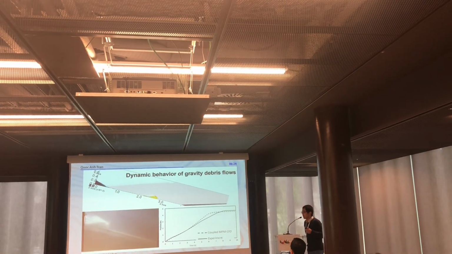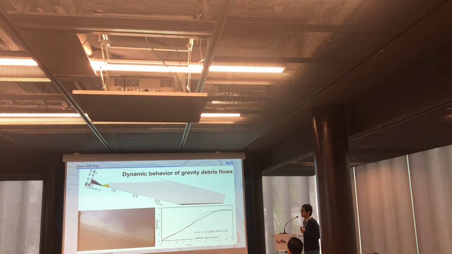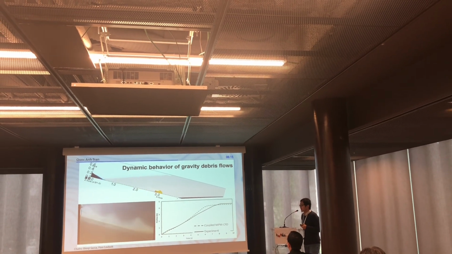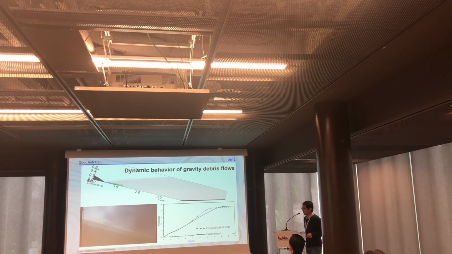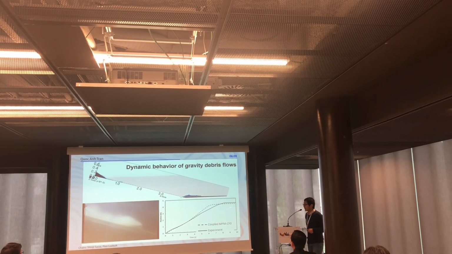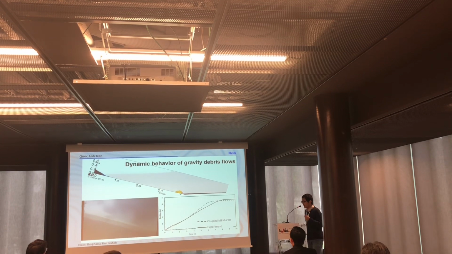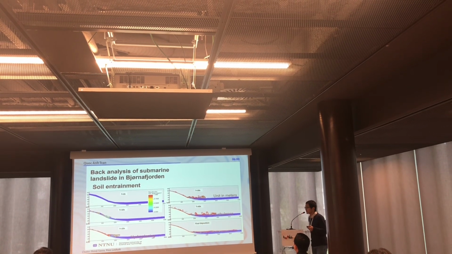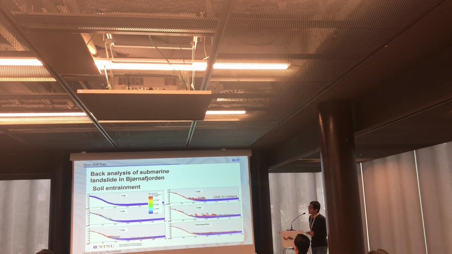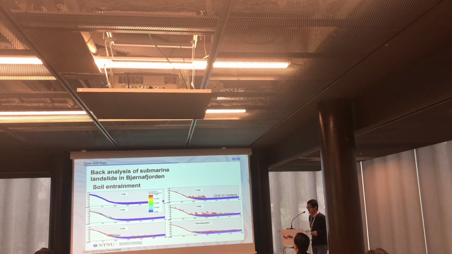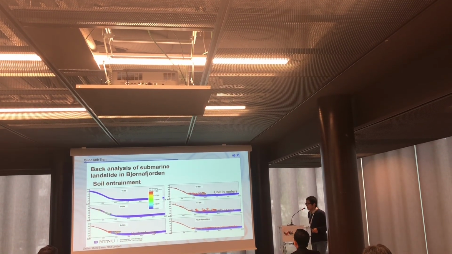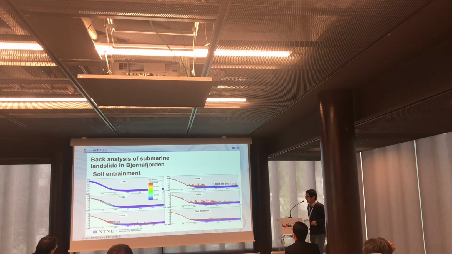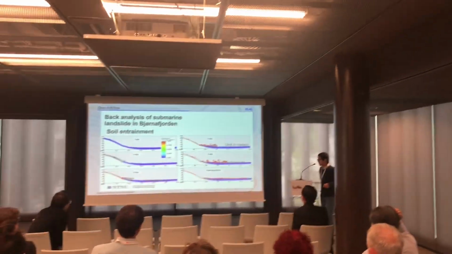We also use the model to study the dynamic behavior of gravity debris flows. Here we try to replicate a physical experiment of underwater debris flows in the lab, and we have very good agreement in terms of the runout positions. Another application is to perform back analysis of an actual landslide in Norway. The point here is that we can capture the transition from the slope failure to the debris flows, the hydroplaning. We can also capture the turbulent turbidity currents and the soil entrainment between the debris flows and the seabed.